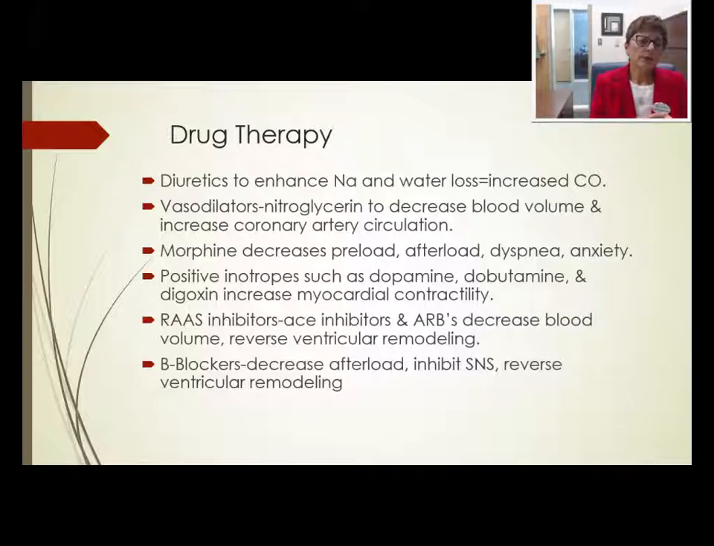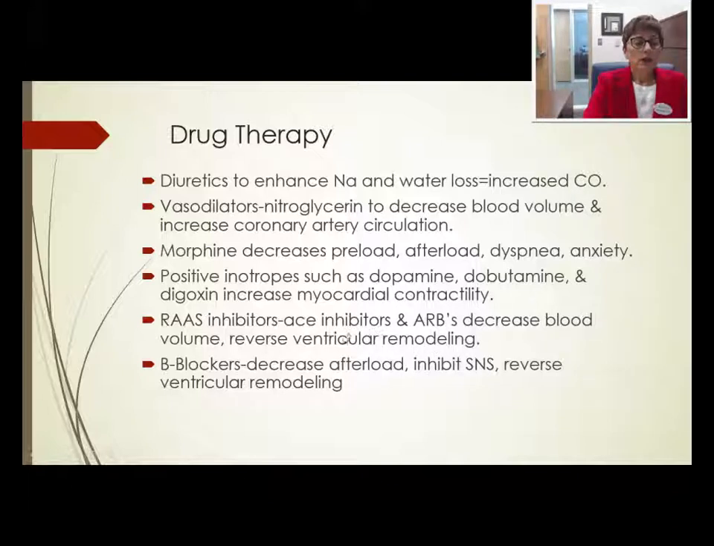Also positive inotropes. So those are drugs that can help our heart contract better and stronger. And there is dopamine, dobutamine, and digoxin. So dopamine and dobutamine are ordered through the IV, and digoxin can be through the IV, but it's also given orally. And then the RAAS inhibitors, which are the renin, aldosterone system, those are given, such as ACE inhibitors and ARBs, which are angiotensin receptor blockers. Those will decrease the blood volume and reverse that ventricular remodeling.